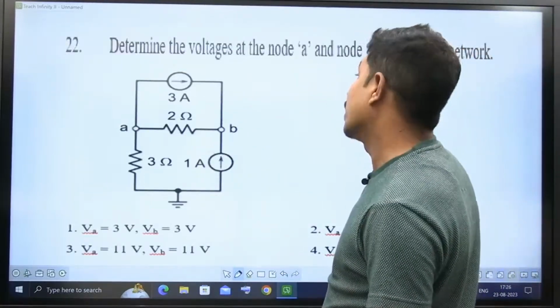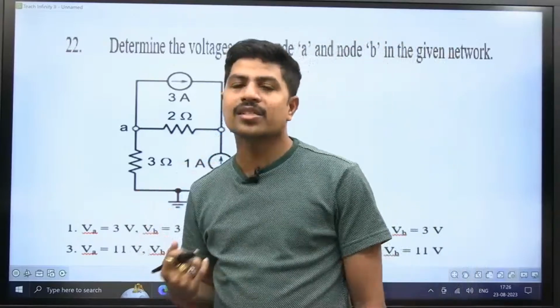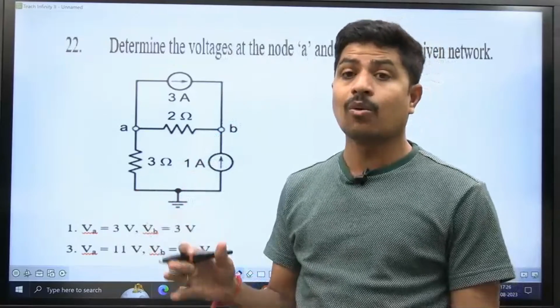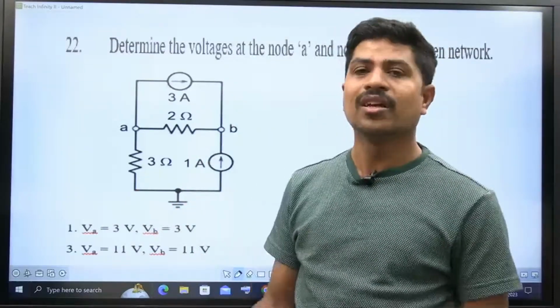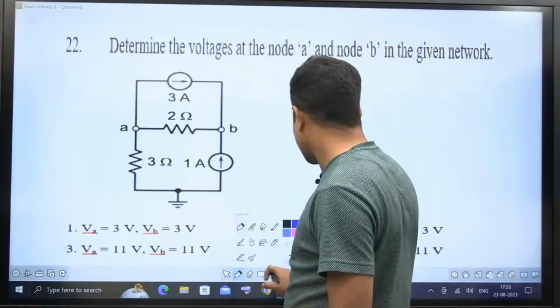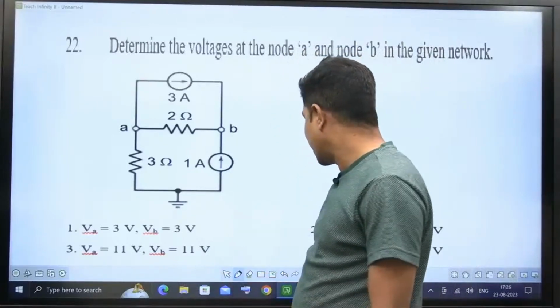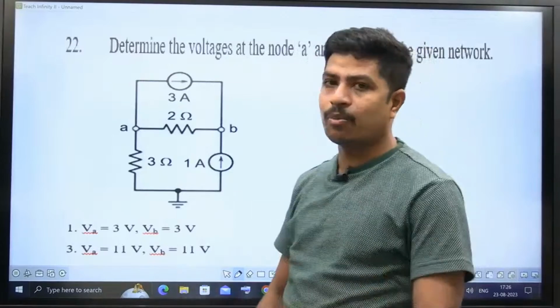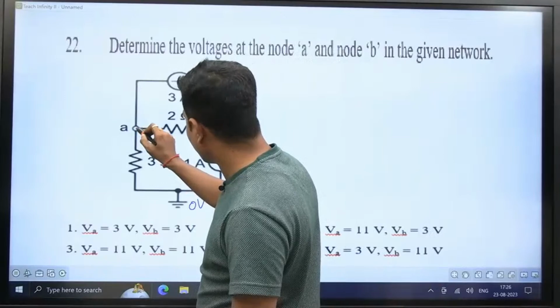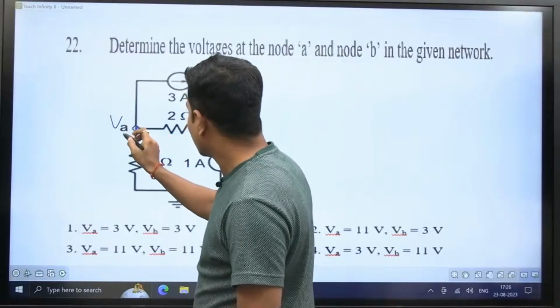This is the question where at least I have to write two equations. Till now all the questions are direct questions. Here at least one or two equations I have to write. See the way I'm going to do it in a very simple way. I'm not going to take any hectic procedure. This voltage is 0 volts he mentioned. This is A. So this voltage is VA.